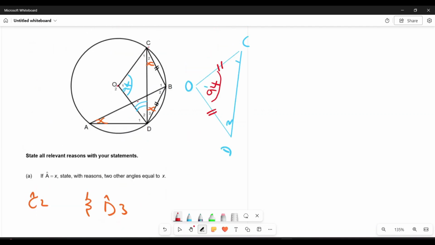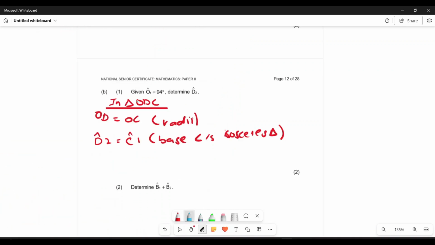Right, now, because these are equal to one another, if I take my O1, so let me write it in a different marker, O1 plus D2 and C1, I expect to get 180. Why is that? Sum of angles in a triangle.